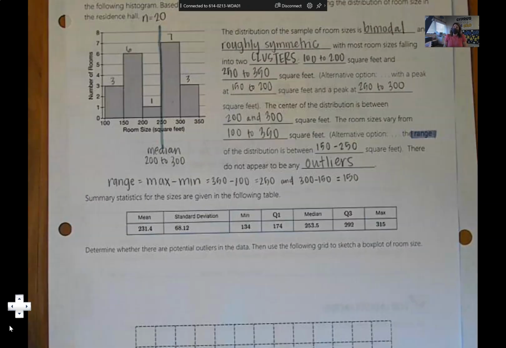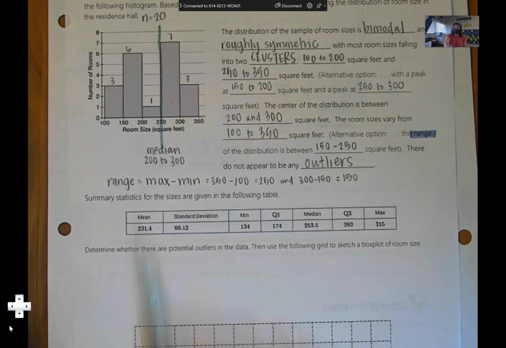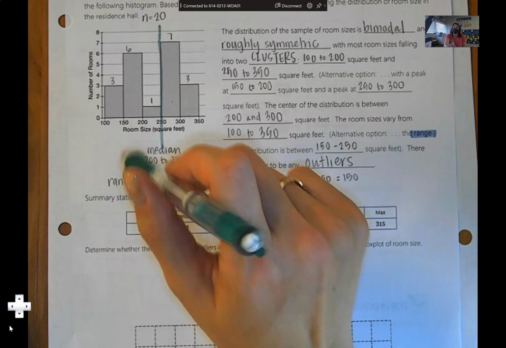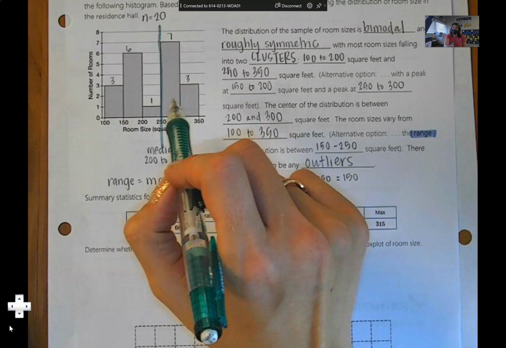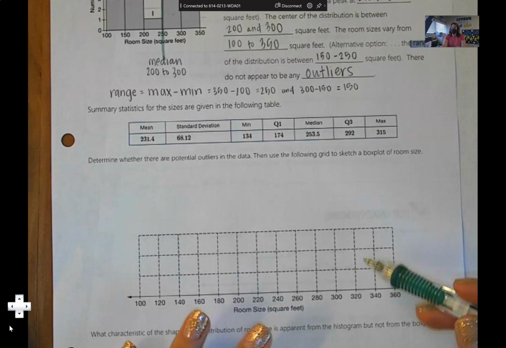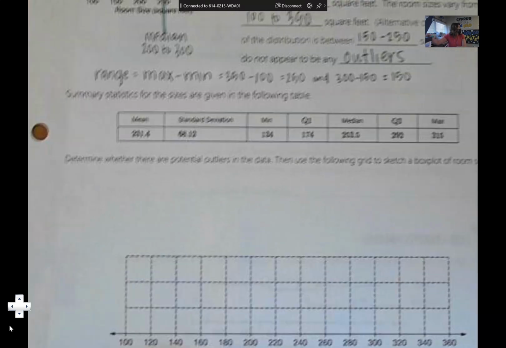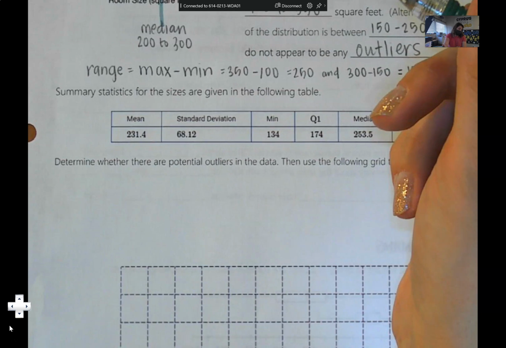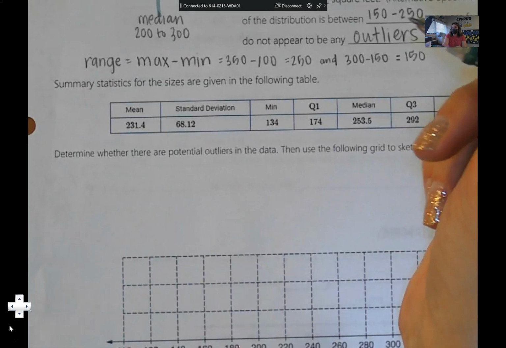So now they give us the summary statistics, which is basically the 5-number summary for this data set. It's not giving us the values of all 20 rooms. It is giving us the summary statistics for the 20 rooms. And it wants us to determine if there are outliers and then make the box plot. So to help us along with that, I will give you the lower bound and the upper bound just to make things a little bit quicker.